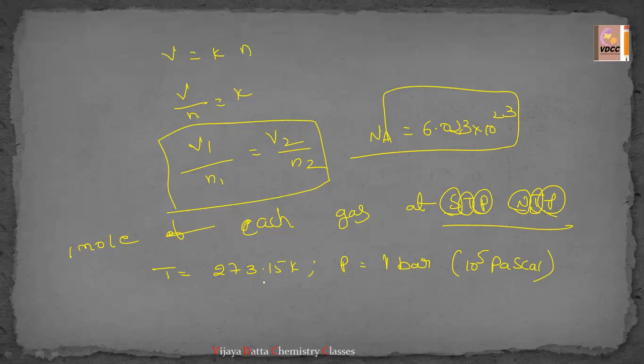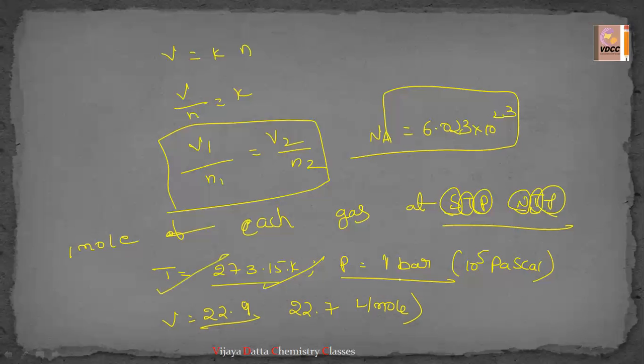At STP, temperature will be 273.15 Kelvin. Pressure will be 1 bar. These values are approximately the freezing temperature of water and atmospheric pressure at sea level, which we have taken as fixed. At STP, the molar volume of an ideal gas was generally considered to be 22.4 liters, but it has changed nowadays. It is written as 22.7 liters per mole. This is called molar volume. So at STP, temperature should be this much, pressure should be this much, and volume should be considered as this much.